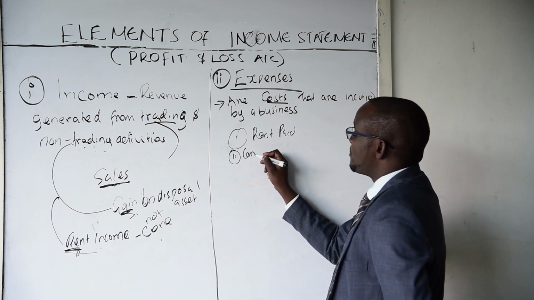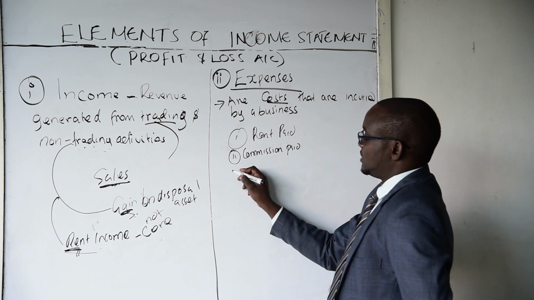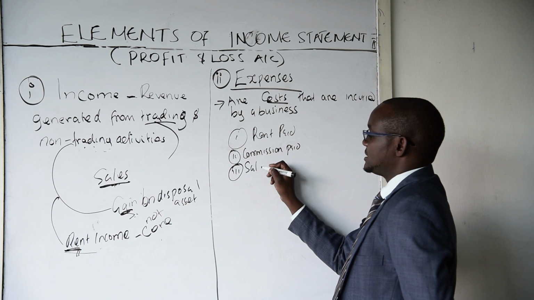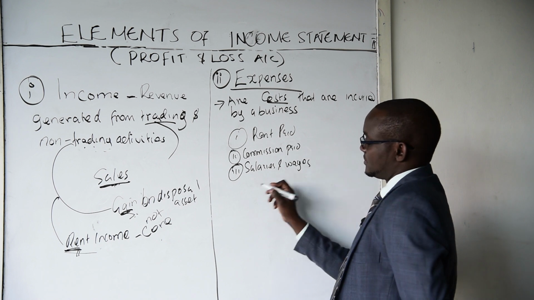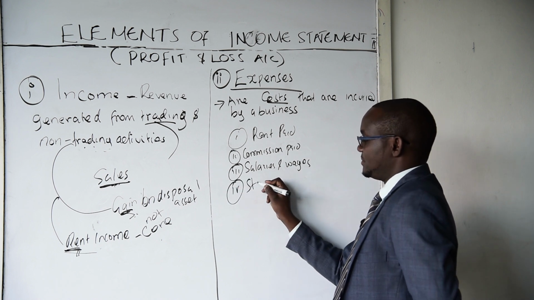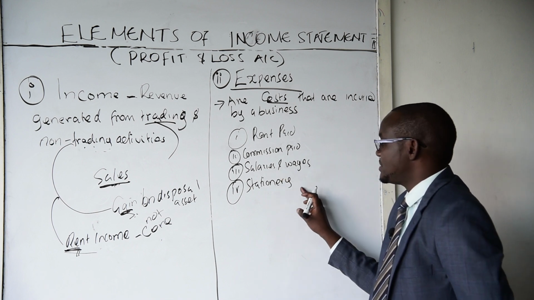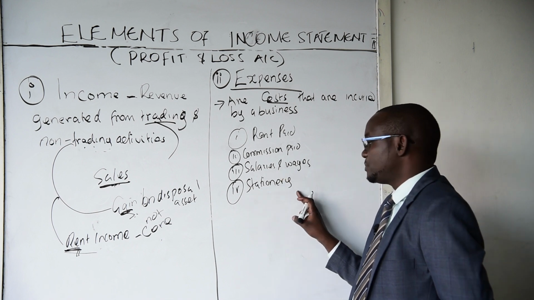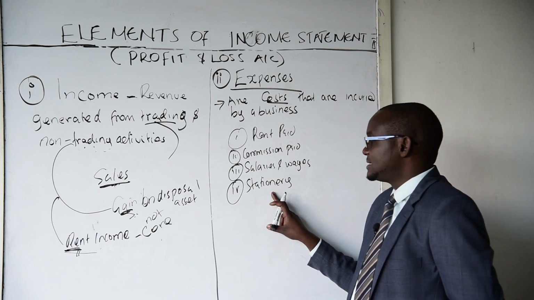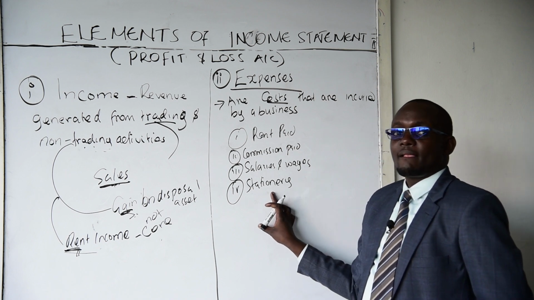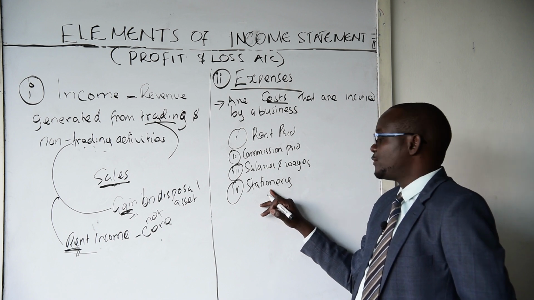Two, we have commissions paid. We have salaries and wages. Four, we have stationery. Stationery refers to any item that is bought mostly from the bookshops. We can have staplers, biro pens, pencils, rulers, paper punch. Any item that you mostly buy from a bookshop falls under stationery.